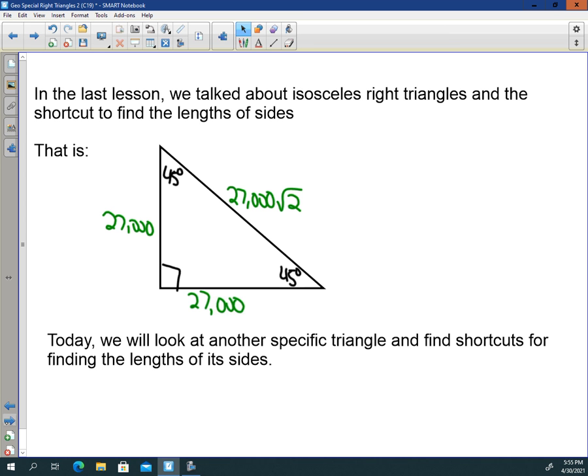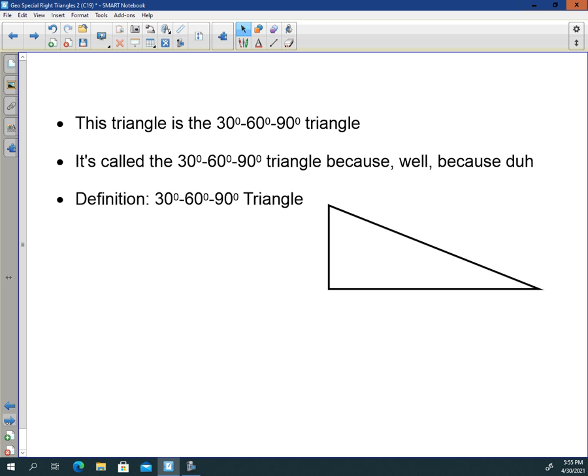And patterns are good. So today we're going to look at another specific triangle and find shortcuts for finding the lengths of its sides. It's called a 30, 60, 90 triangle, and it's called a 30, 60, 90 triangle because, well, you know, it's got 30 degree, 60 degree, and 90 degree angles in it. A 30, 60, 90 triangle will look like this. It'll have a 90 degree angle in one spot, a 30 degree in another, making this one a 60 degree angle. And so you have it.